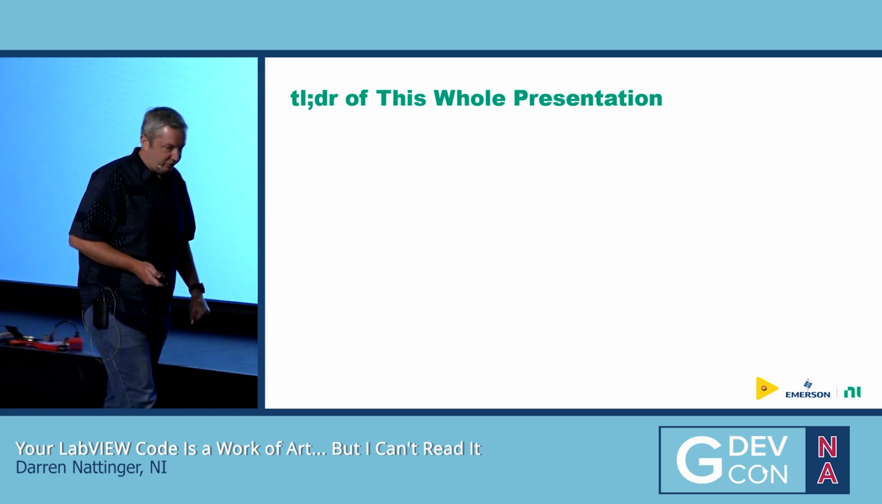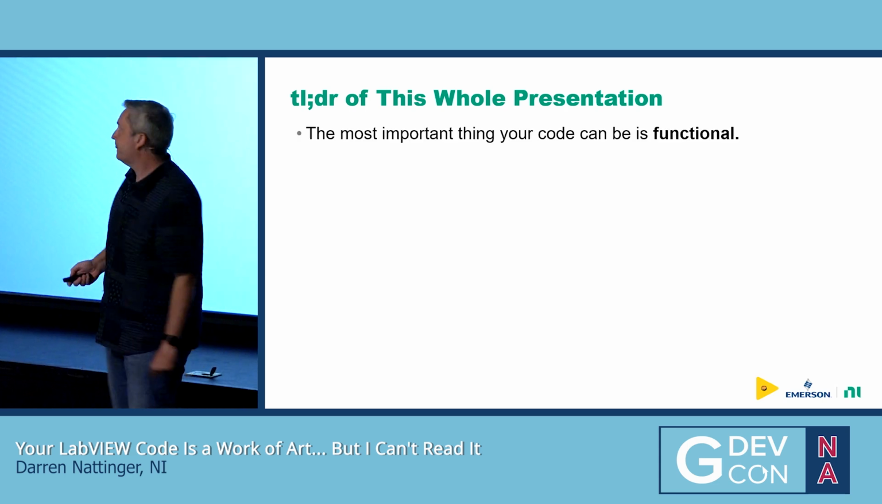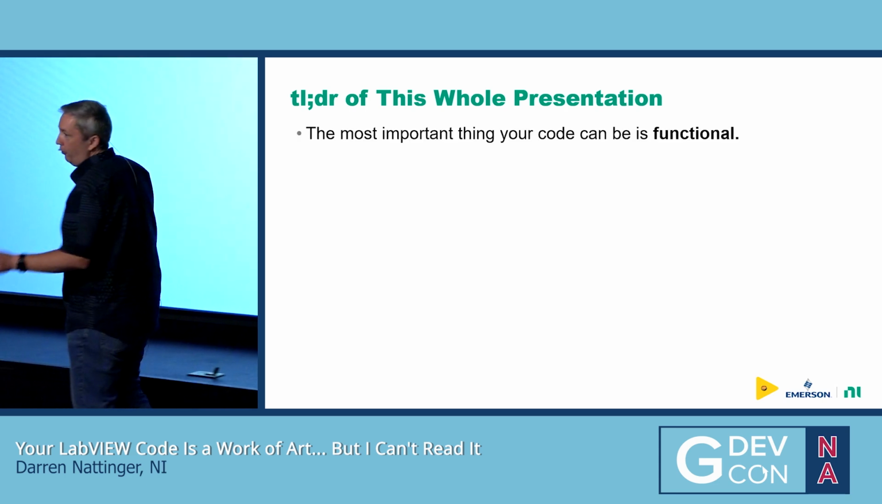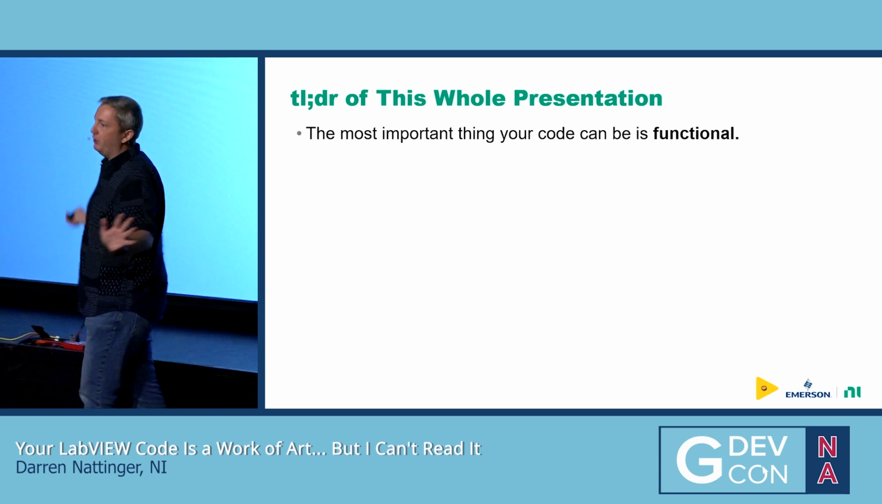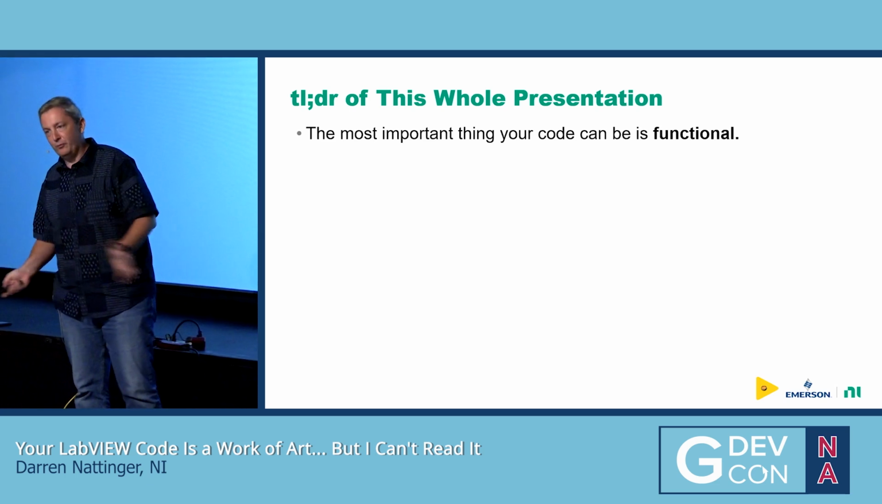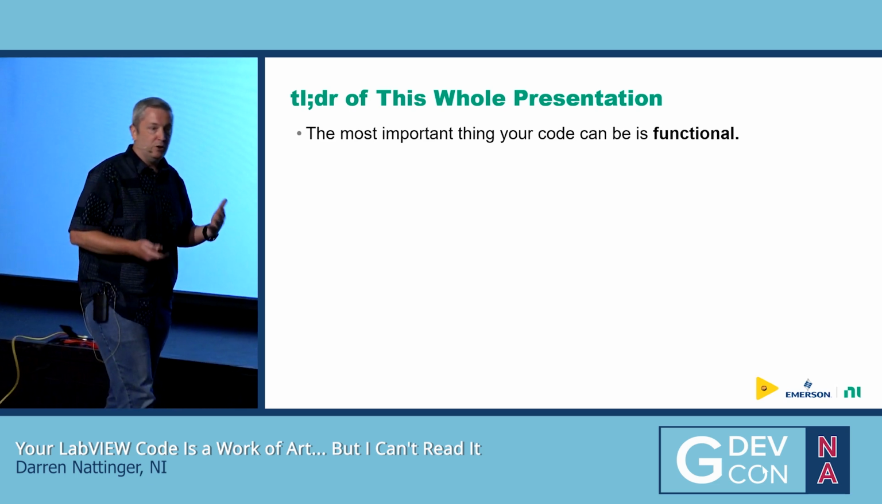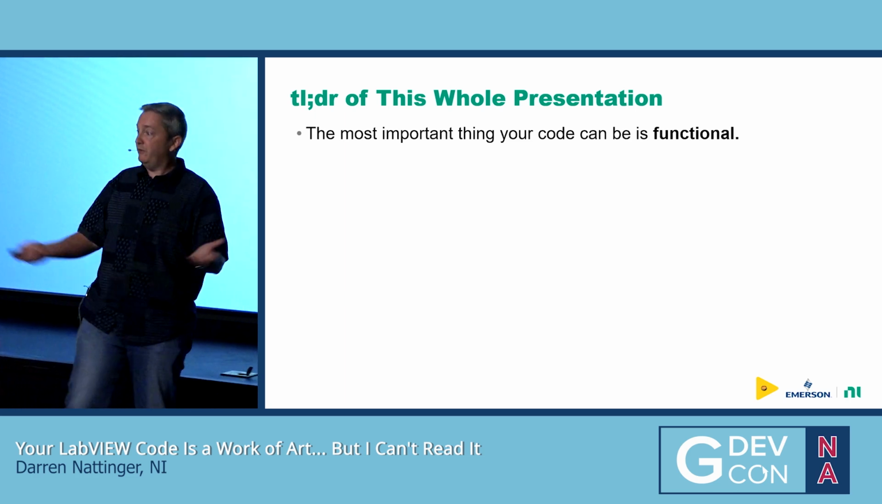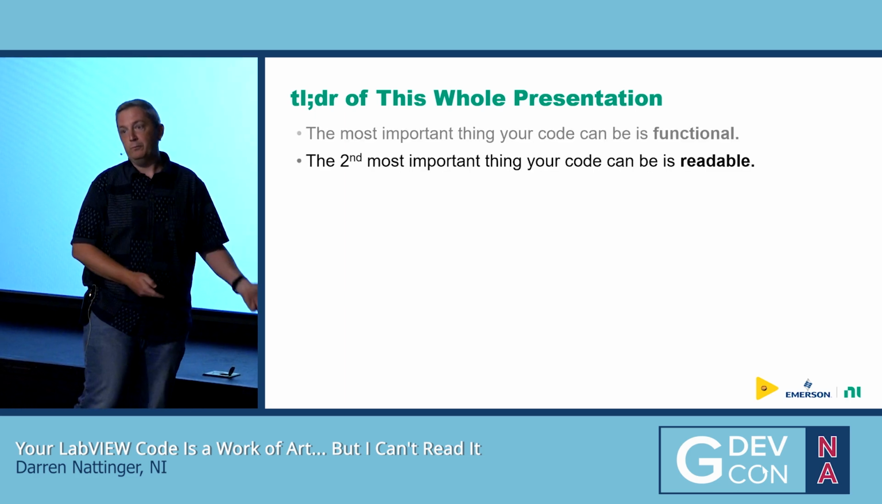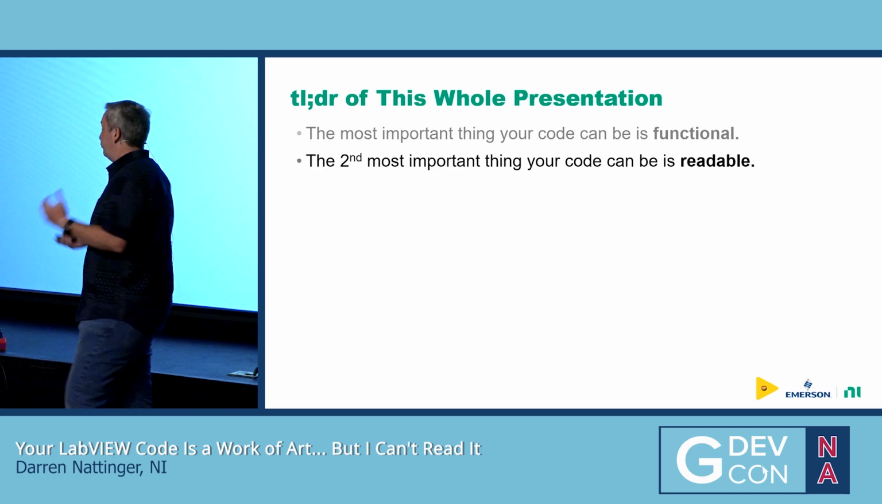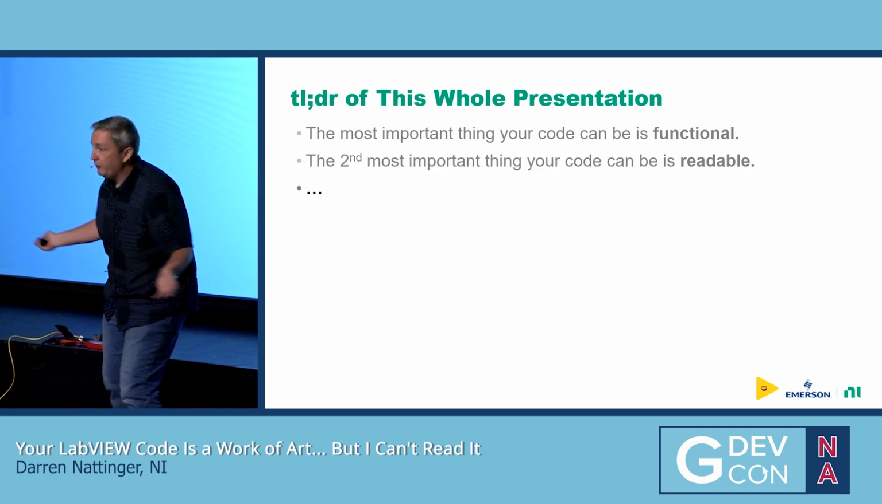So I'm putting the bottom line on top, as people like to do in emails these days. I'm going to give you a summary of this entire presentation right now. The most important thing your code can be is functional. Nobody can argue with that. Your code has to work. That's the most important thing. Today I'm going to try to convince you that the second most important thing your code can be is readable. Then there's a bunch of other things your code could be.